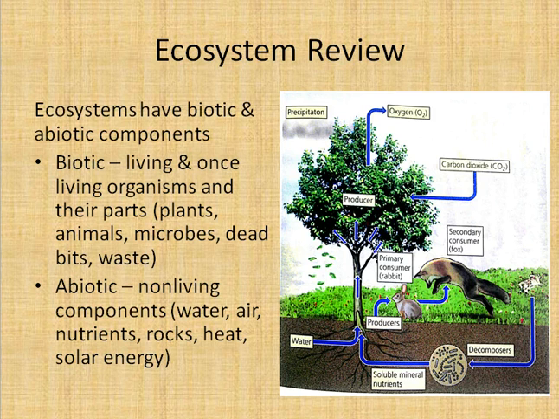Our first bit of review is about the organization of ecosystems. They have both biotic and abiotic components. The biotic components are living and once living organisms and their parts. So plants, animals, microbes, the dead bits of those plants, animals, and microbes, and the waste that all of these living organisms create. The abiotic factors are the non-living components: water, air, nutrients, rocks, heat, and solar energy.